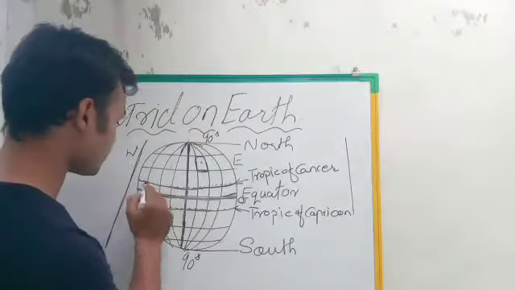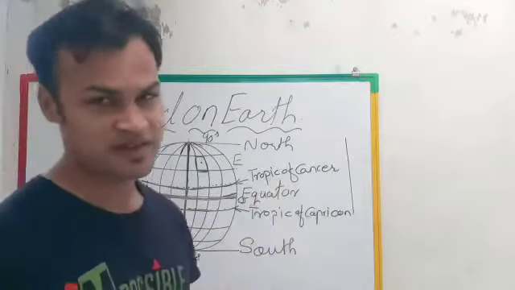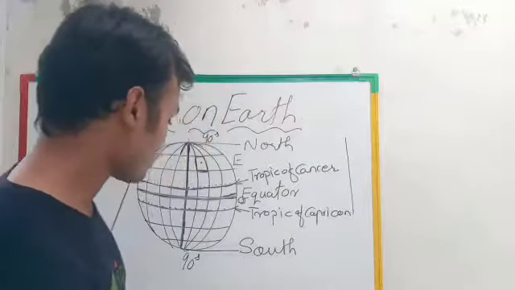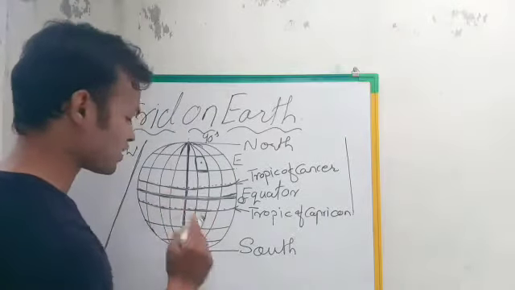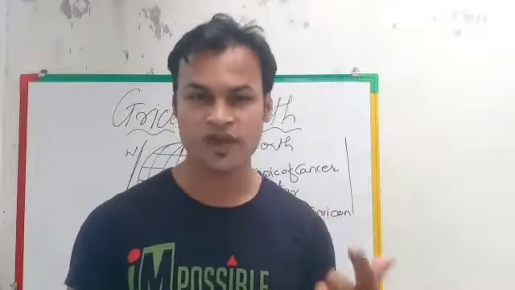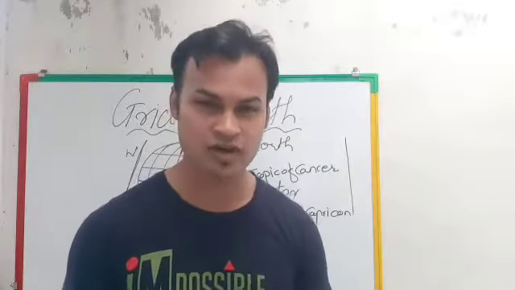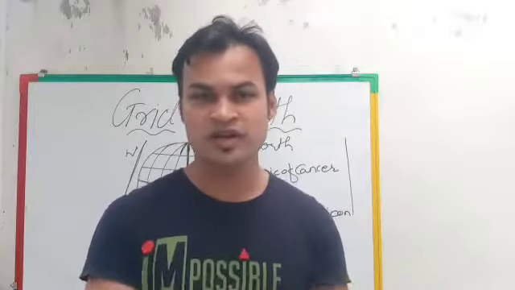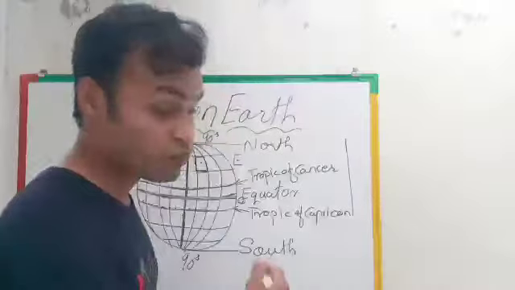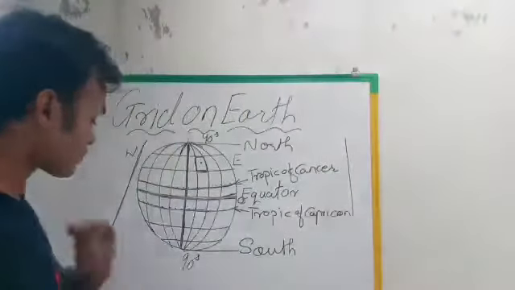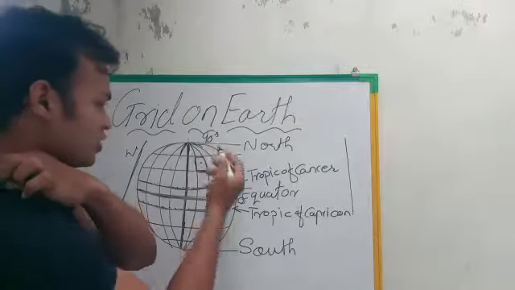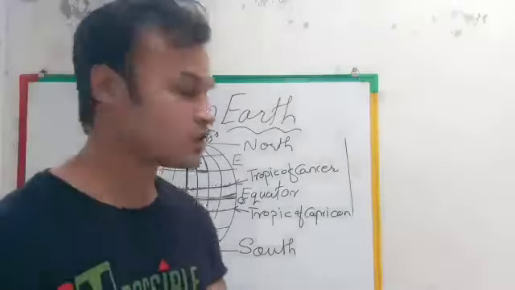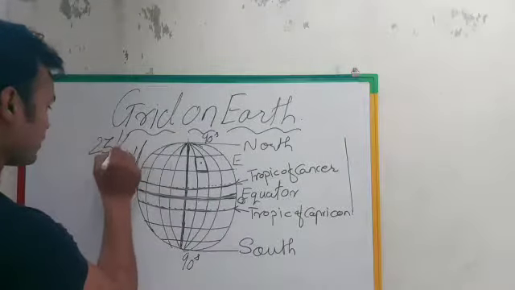The line above the equator line is called the Tropic of Cancer. The line below the equator line is called the Tropic of Capricorn. The equator, Tropic of Cancer, and Tropic of Capricorn are all latitude lines, but they have been specified with degrees, which we will understand in the next video. Now you can see the north is at 90 degrees, the south is at 90 degrees, and the earth is tilted at 23 and a half degrees.